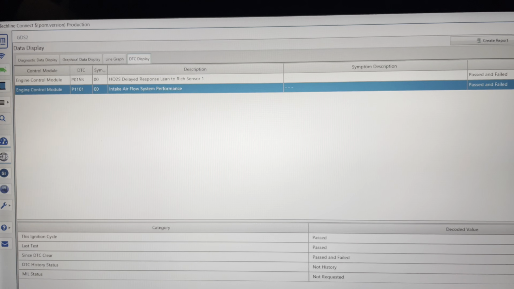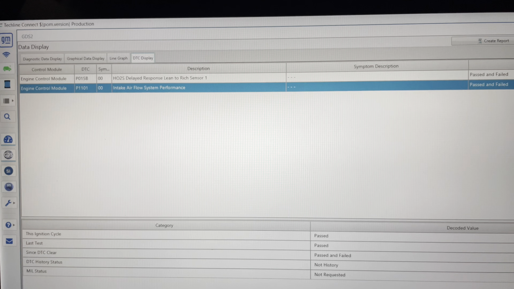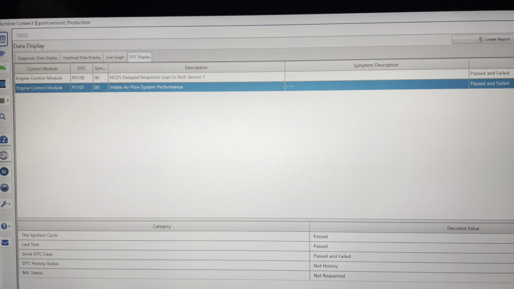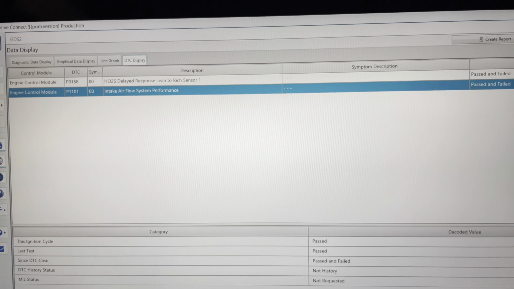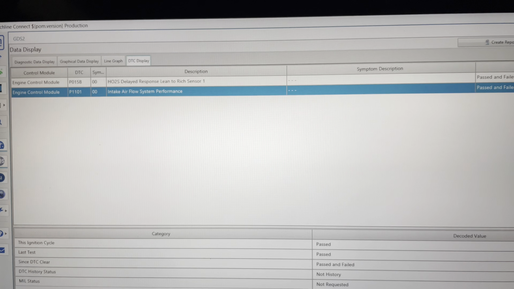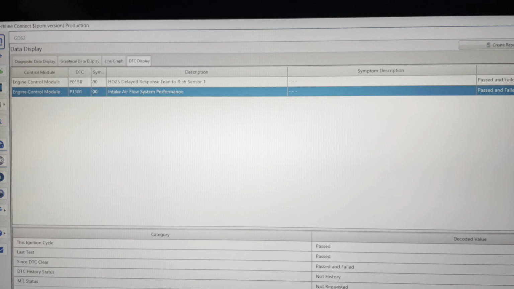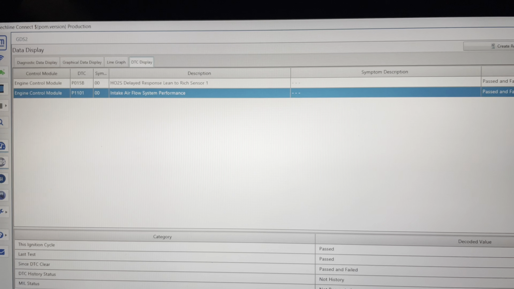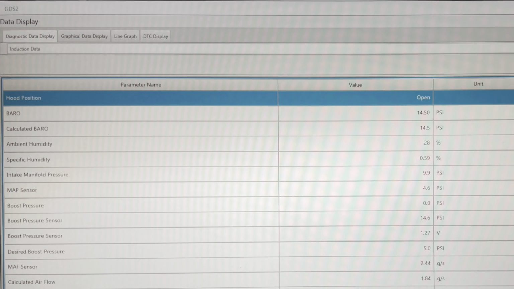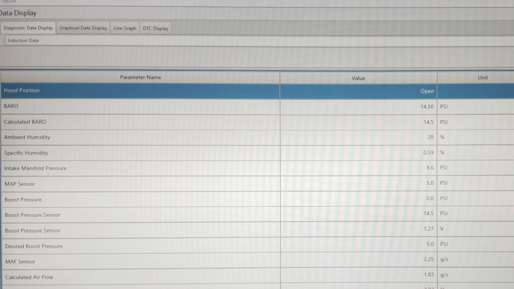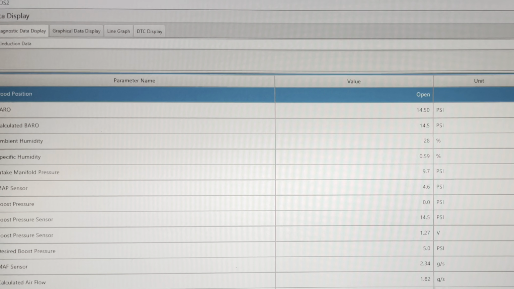So we've got the P1101 code stored. This ignition passed and last test passed, but that does not necessarily mean that that's true and that we don't have a problem. Let's take a look at some engine data with the engine at idle to see what's going on. So let's take a look at some induction data. I've got the engine idling right now.